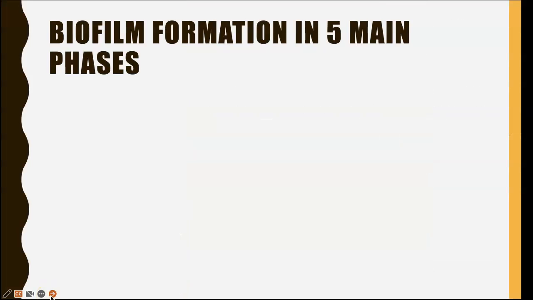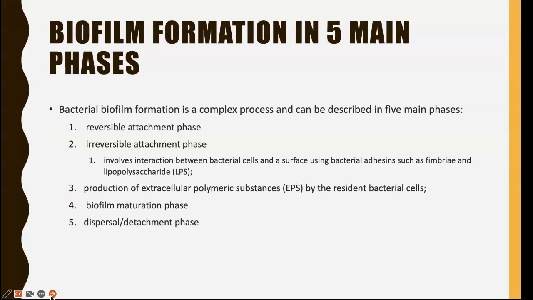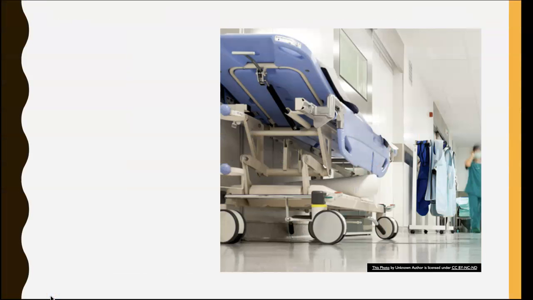So biofilm forms in 5 main phases, and it is a little complex process, but we will be very brief about it. First is the reversible attachment phase, which is mainly hydrophobic interactions where bacteria non-specifically attach to surfaces. Then the second step is the irreversible attachment phase, and this involves more specific interactions between bacterial cells using their adhesins, such as fimbriae and LPS, to make the actual extracellular matrix.